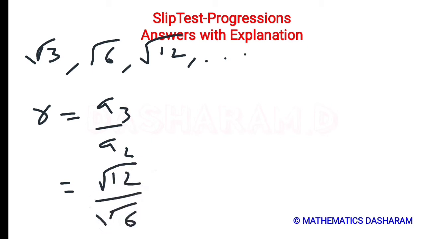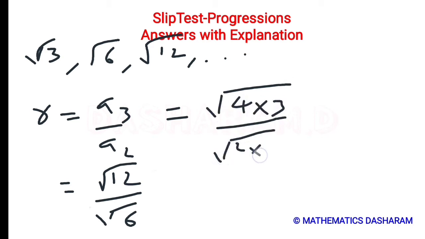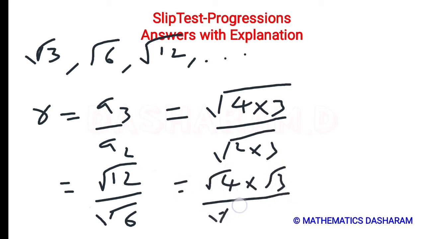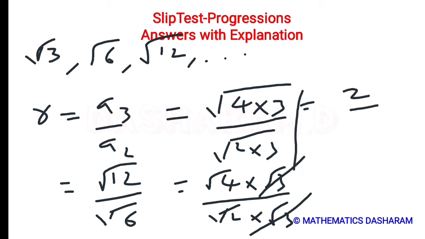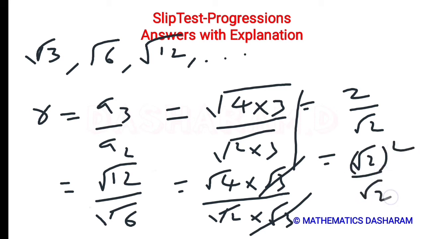So let's find out one more ratio, that is A3 divided by A2. Here A3 is root 12 divided by root 6, it equals root 12. Root 12 means 4 3s are 12, divided by root of 2 into 3. Now square root of 4 into root 3 divided by root 2 into root 3. Here root 3 cancels, root 4 answer is 2, divided by root 2. Now 2 can be written as root 2 whole squared divided by root 2. Root 2 squared cancels, it equals root 2.